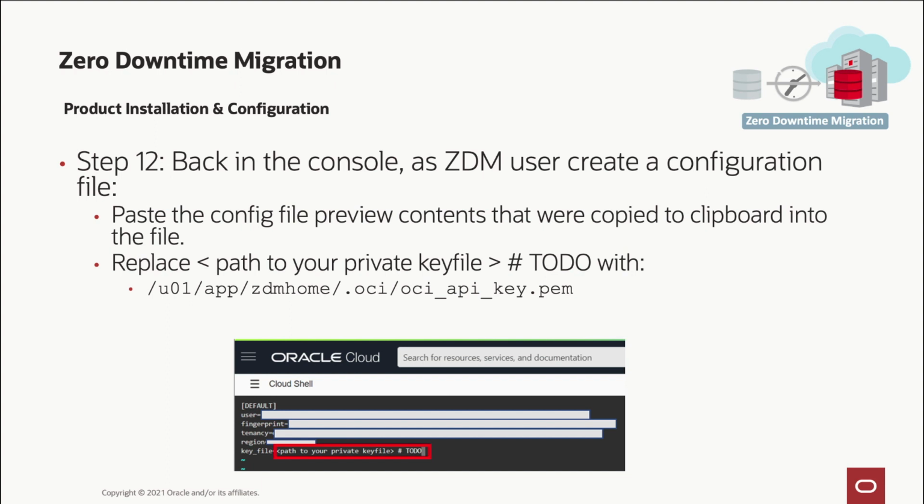Now you have to go back to the console or terminal and, as the ZDM user, create a configuration file. Just create an empty file with any editor like vi, then paste the config file that you previously copied and put it there. Once you paste it, you have to replace the last line that says path to your private key file with the path that I'm providing here, if that's the one you selected when you created the key.